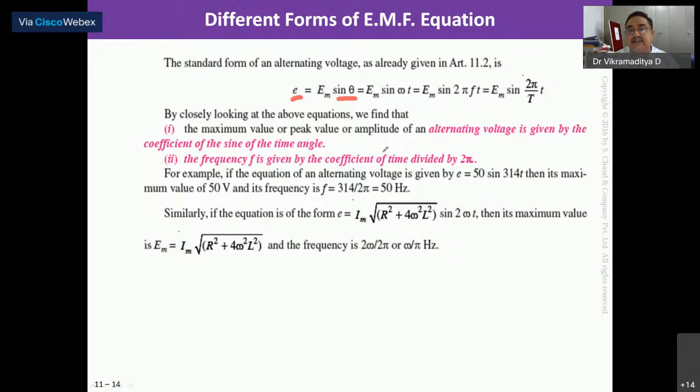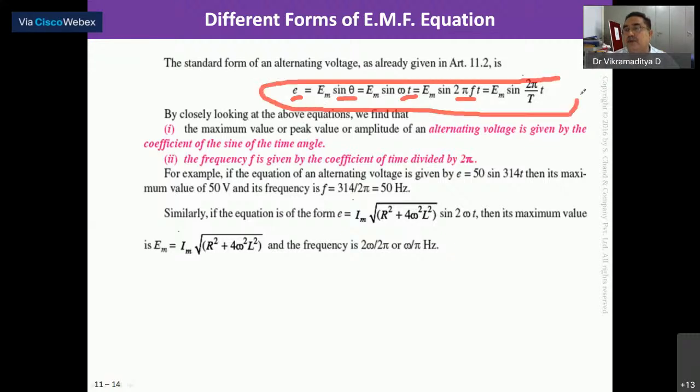This sine theta is also written as omega t, where omega is the angular speed in radians per second. In terms of frequency we can write it as 2 pi f, and f can also be written as 1 upon T, therefore we can write Em sine 2 pi by T times t. So these are the standard forms. In any one form you will have the sinusoidal quantity representation.